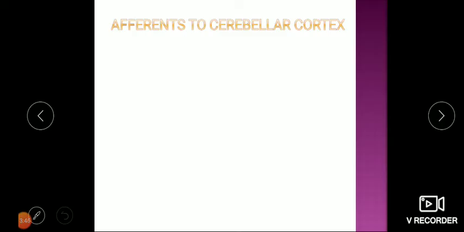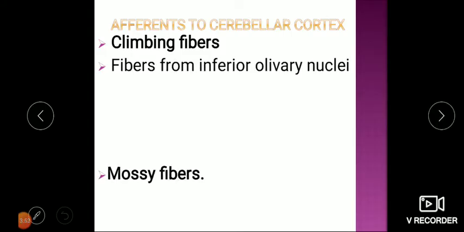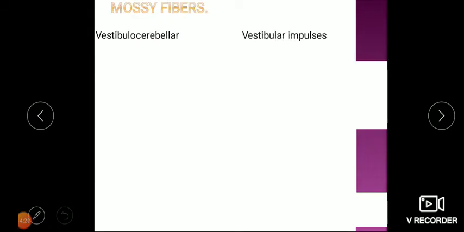Now these afferents, which are the afferents? The climbing fiber is basically nothing but fibers coming from the inferior olivary nuclei located in the medulla, which receives inputs from the vestibular system, spinal cord and cerebral cortex. So this climbing fiber is collecting information from all of these, going via the inferior olivary nuclei to our cerebellum. But the mossy fibers are a bunch of fibers, basically they have got multiple inputs.